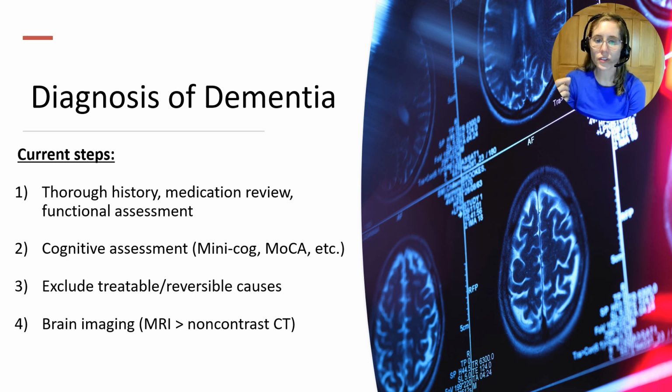So you could imagine these first 2 steps, the history, the medication review, functional assessment, and the cognitive assessment, get us to that first piece of the dementia definition and diagnosis. Having a cognitive deficit that interferes with independence in everyday activities. And then you need to know that it cannot be explained by something else, which are the second 2 steps, excluding treatable reversible causes and the brain imaging.